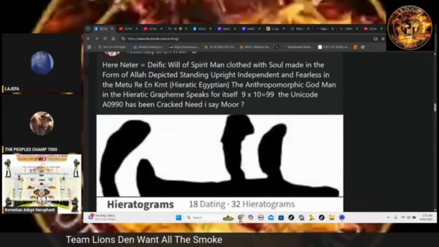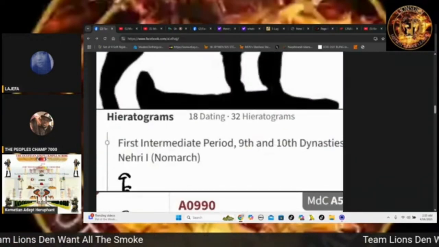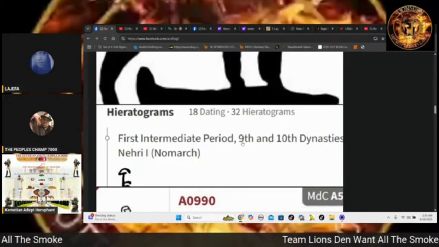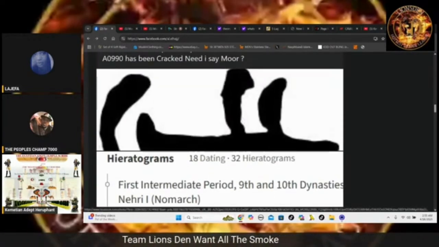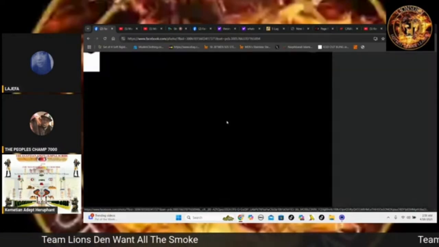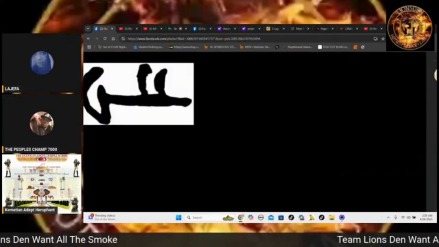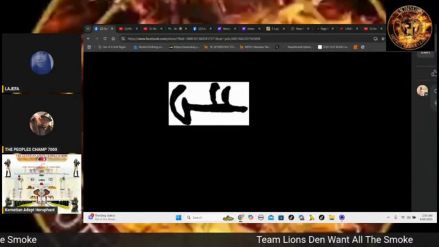So I went into the math. 9 times 10 equals 99, because we talked about the 99 attributes. And I was talking about the 9th dynasty times 10. You know, I just did that just to deal with the math. But look at this hieratic symbol right here, family. We cannot make this stuff up.